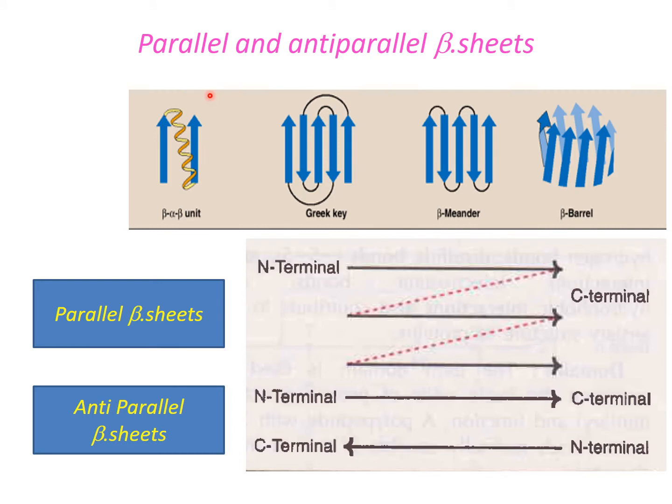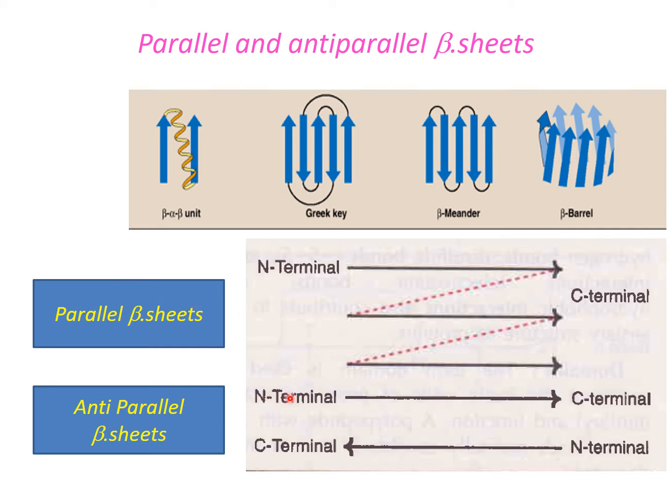Now beta-pleated sheets may be parallel or anti-parallel. You can see when one side of the helical structure of the sheets all are having N terminal, while the other side has the C terminal. This is a parallel beta sheet.